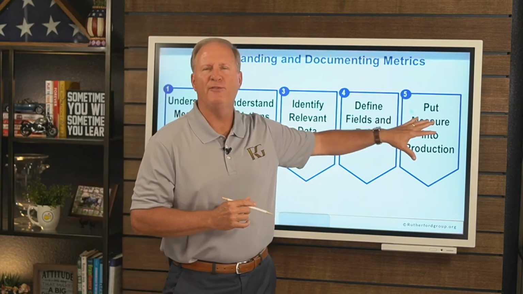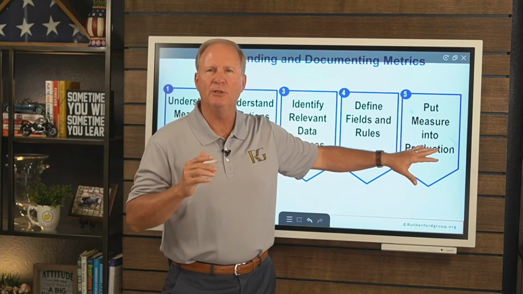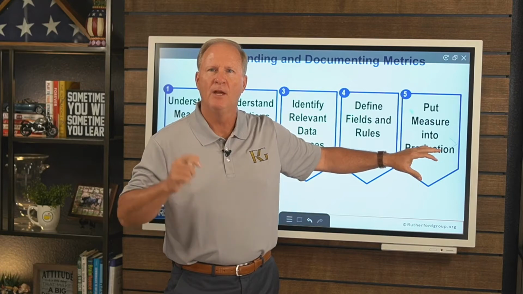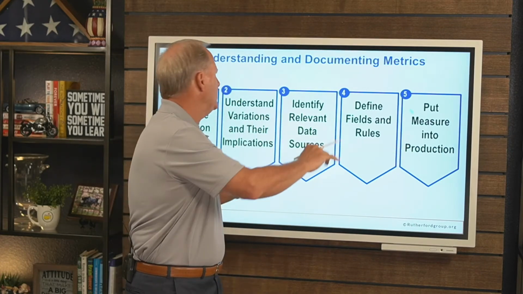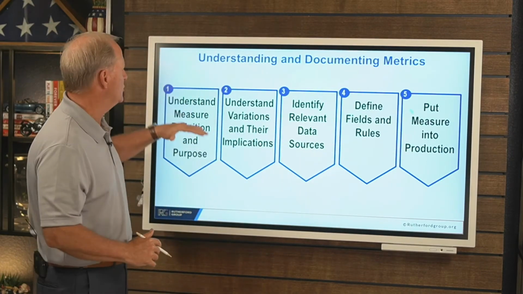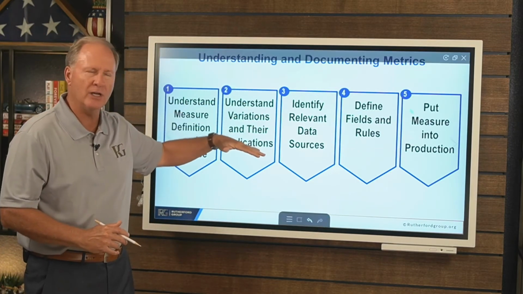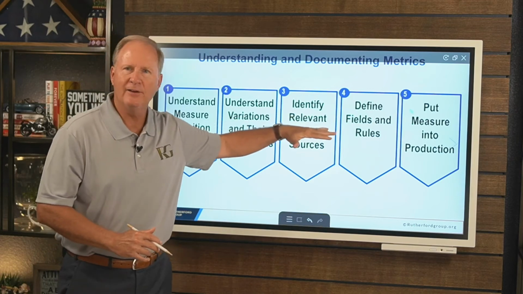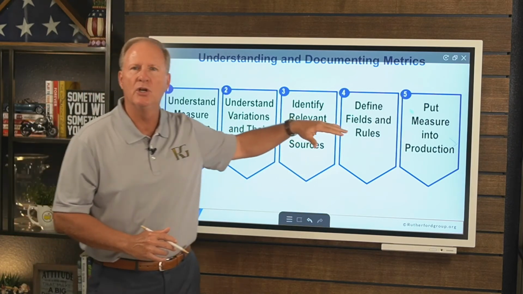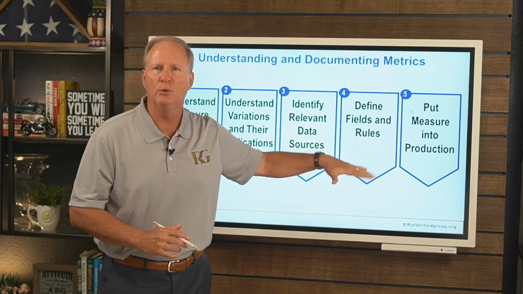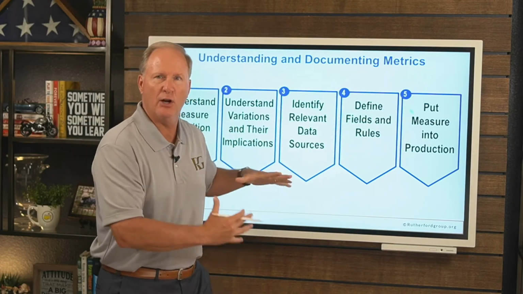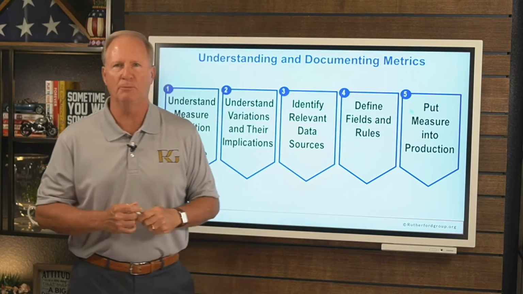And lastly, number 5, we want to put this measure into production. But before we do, we've got to do all of these things. We have to understand our measure, definition, and purpose, understand, again, the variations and their implications, identify relevant data sources. We want to define fields and rules. And then lastly, now that we've done all this, we can now put the measure into production.